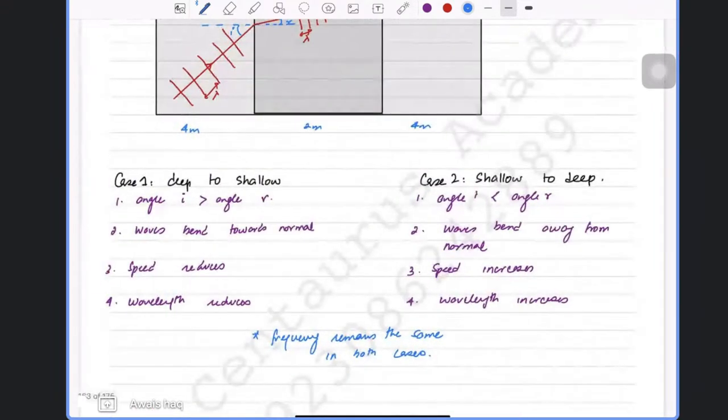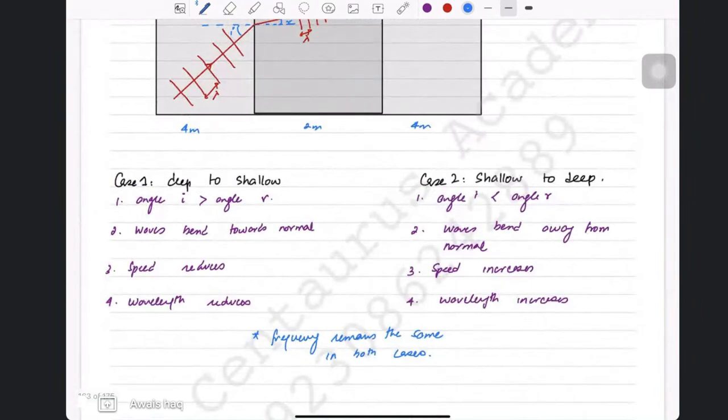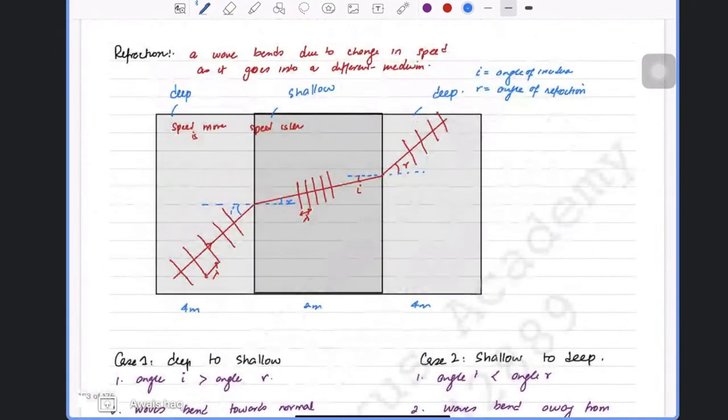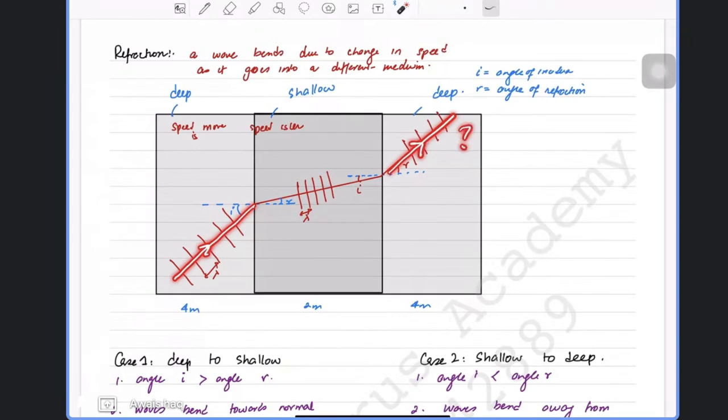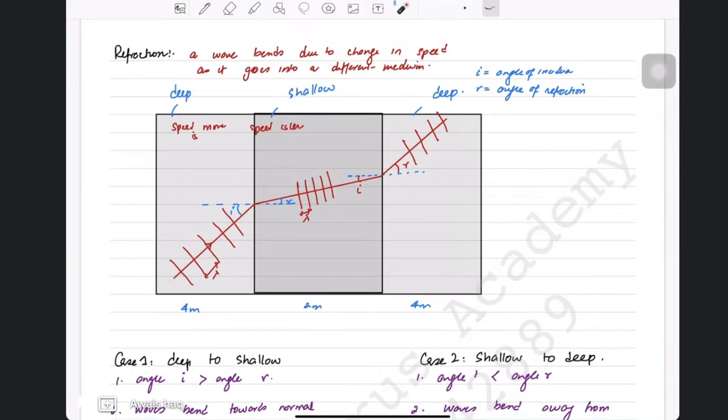Alright? So what do you mean by parallel? What she's saying is this line would be parallel to this line. This is what she's asking. And I'm saying if the depth here is 4 meters and the depth is the same afterwards as well, then these will be parallel. Otherwise, they won't be. Is it clear? Yes, I'm clear.